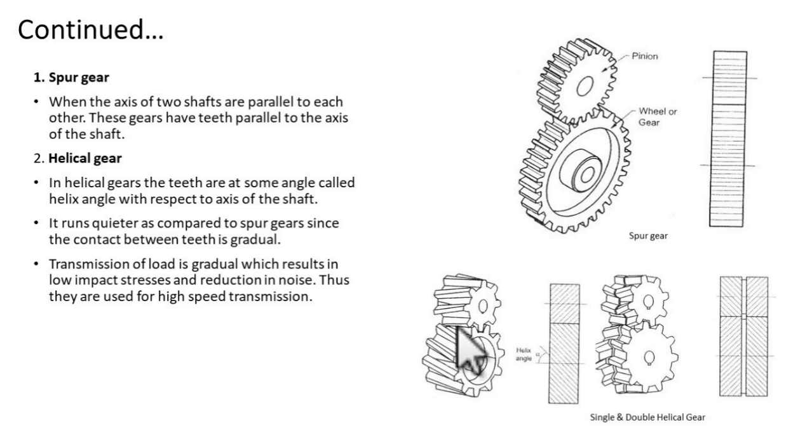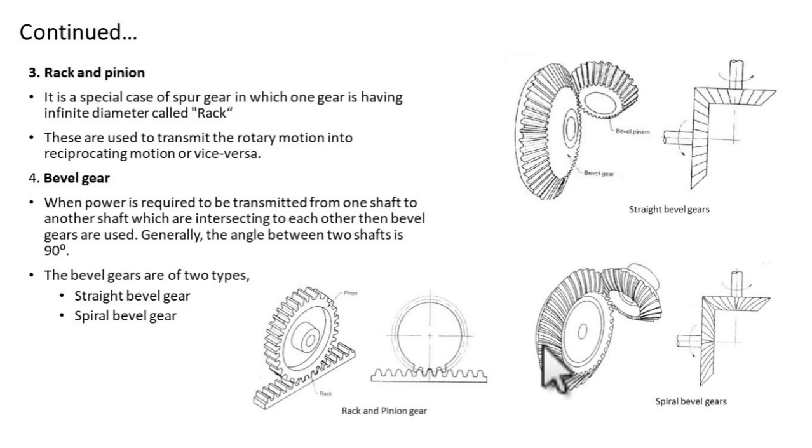So this, you can see, has very little noise and very smooth power transmission. But in the case of spur gear, you can hear noises and there is no very smooth power transmission here. So this is the basic difference between helical and spur gear. Okay. Now the next one, rack and pinion.